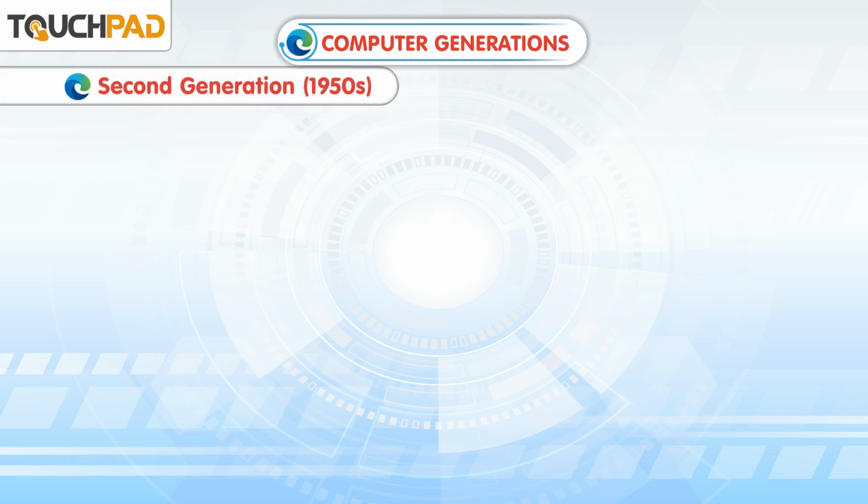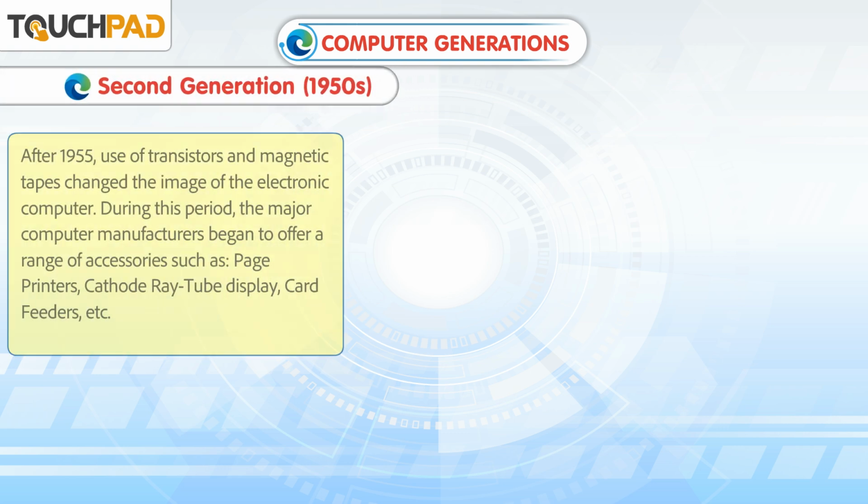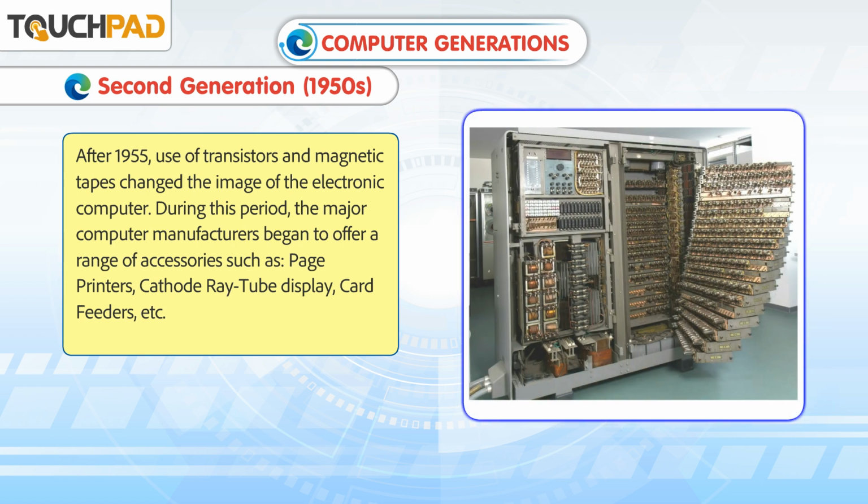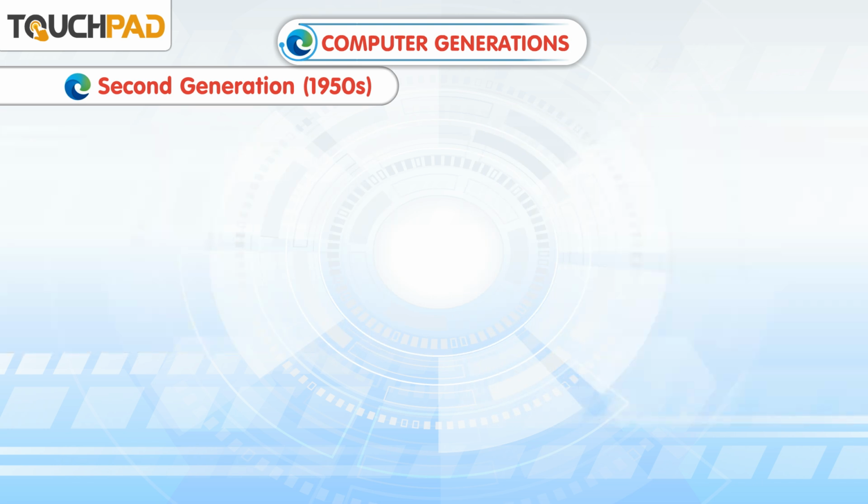Second generation, 1950s. After 1955, use of transistors and magnetic tapes changed the image of the electronic computer. During this period, the major computer manufacturers began to offer a range of accessories such as page printers, cathode ray tube display, card feeders, etc.